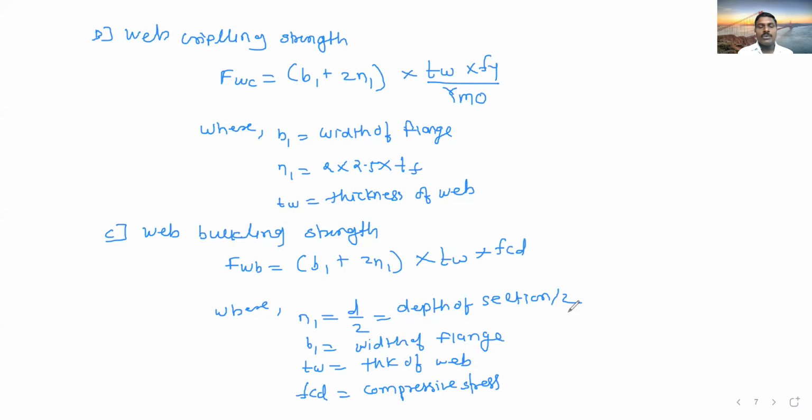So in this way, we have to take the check for deflection, check for web crippling, and check for web buckling. It means we have to calculate the crippling strength, how much crippling strength there will be for this particular section, and how much buckling strength for this particular section, using these formulas. Okay, shall I go next?